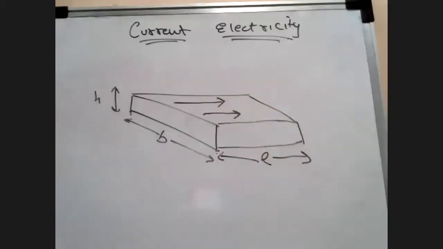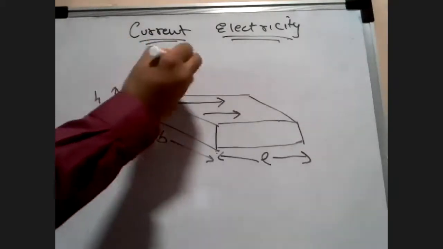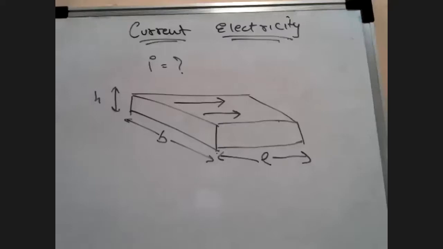Now, can you all tell me the current in terms of current density? Tell me what I is equal to. Sir, I is equal to J into B into H. I is equal to J, B into H. Any other answers?